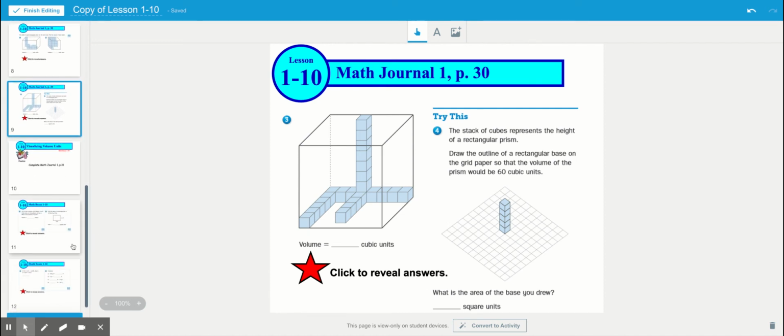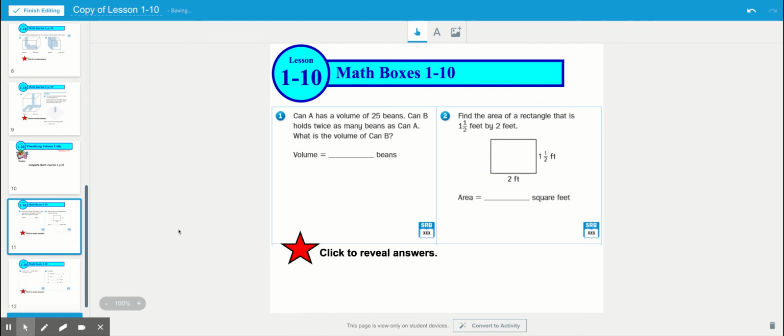Then, before we stop, I'm going to talk to you about your math boxes for 1.10. We can see that 1 is talking about volume. Okay, so can A has a volume of 25. Can B has twice as many. What is the volume of can B? It's how many beans can it hold.